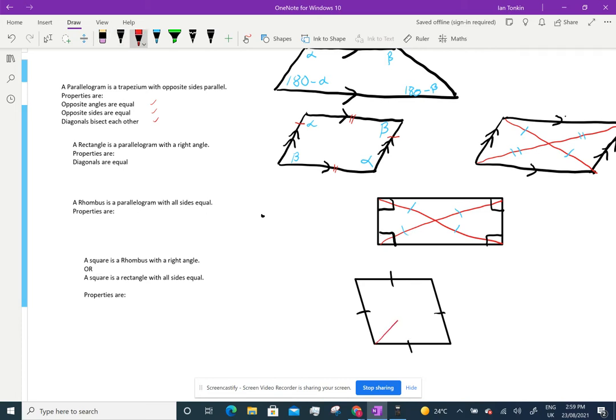The diagonals are not equal, but they do bisect each other. So that one and that one are going to be the same, and that one and that one are going to be the same. But there's an added bonus. They bisect each other at 90. So it has all the properties of a normal parallelogram, but it also has one that diagonals bisect each other at 90 degrees.